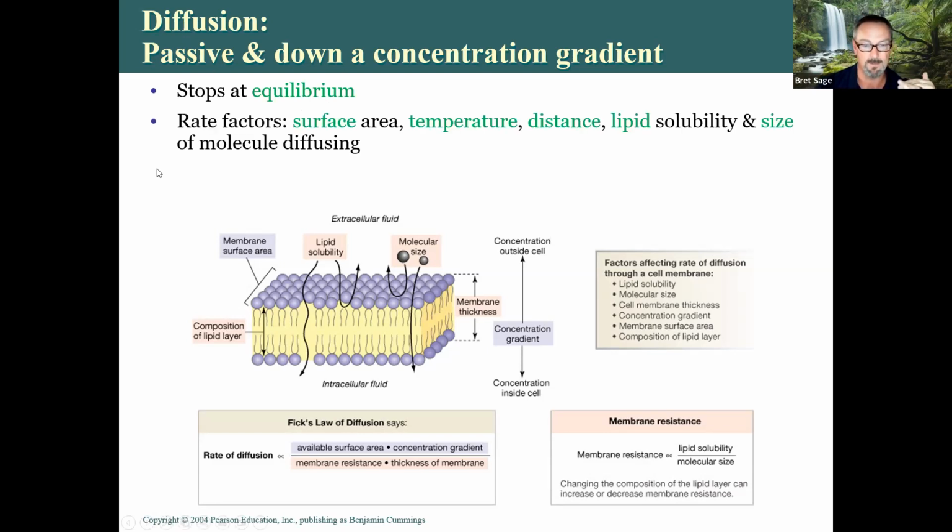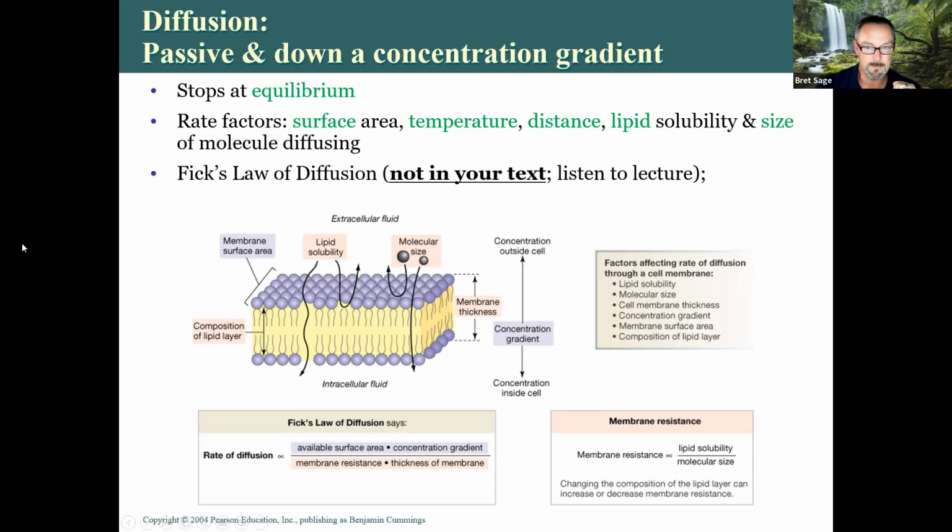Now, what are some factors that affect how fast things diffuse across the membrane? Well, we can talk about surface area. That's down here in the purple. Temperature, which is not part of this equation. Distance, which is here in thickness of membrane. Please note, distance and thickness of membrane are the same thing. It's the distance through which materials have to move across the membrane. Lipid solubility is over here in this part, membrane resistance, and size of the molecule diffusing is also part of membrane resistance.